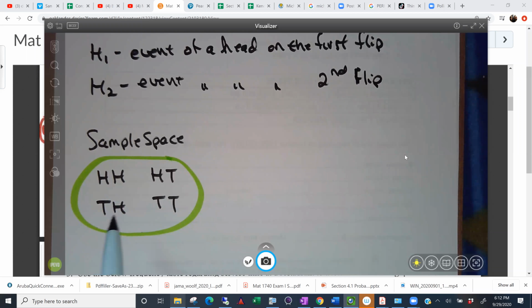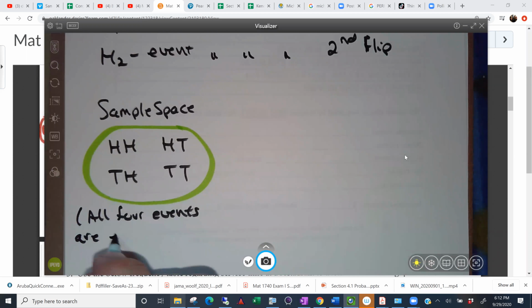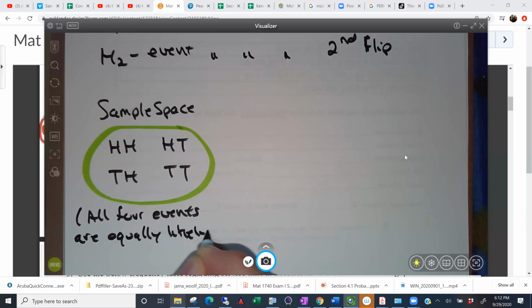Now, it's important in terms of calculations that each of these events is equally likely. And that's only true because we're going to assume that we have a fair coin, that the probability of heads and tails is the same thing. So all 4 events are equally likely. There you go.